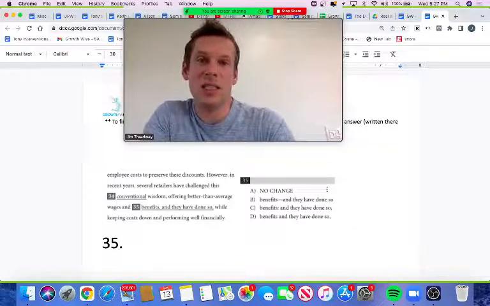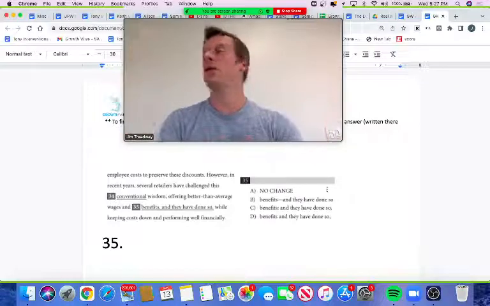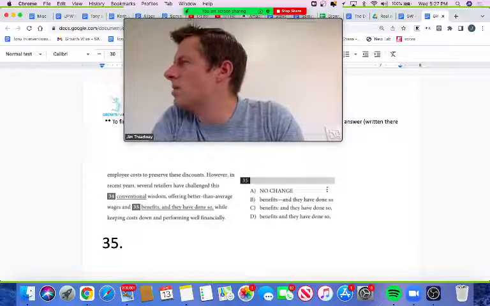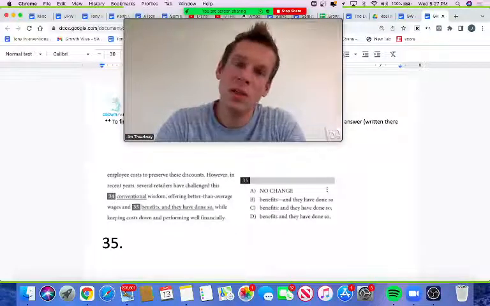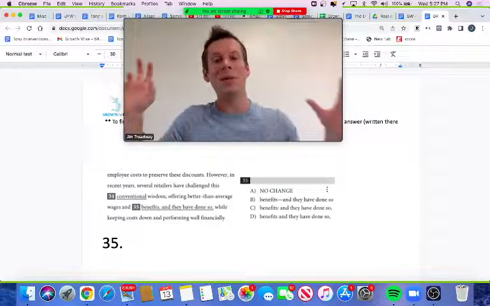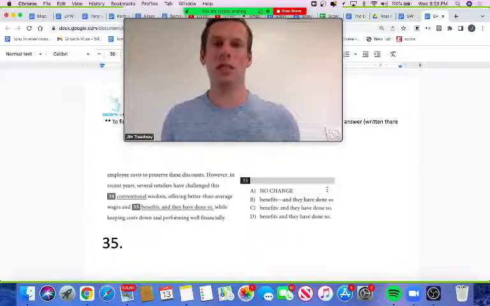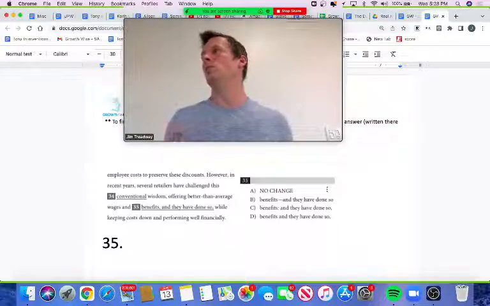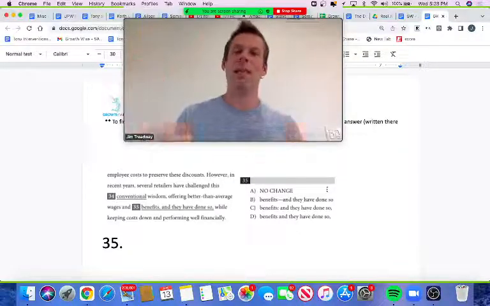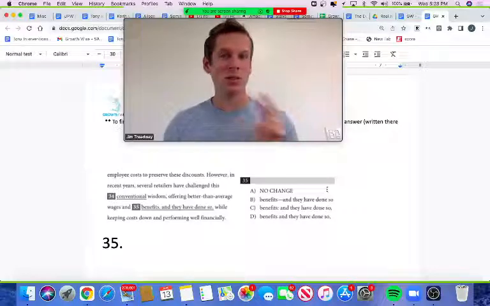Second function of dashes is to surround non-essential clauses. And what you have to know there is that you can surround a non-essential clause with two commas or two dashes or two parentheses, but you cannot mix and match these punctuations. So these tests, the mistake they like to use the most is one comma and one dash. It's wrong. It's got to be two commas or two dashes.